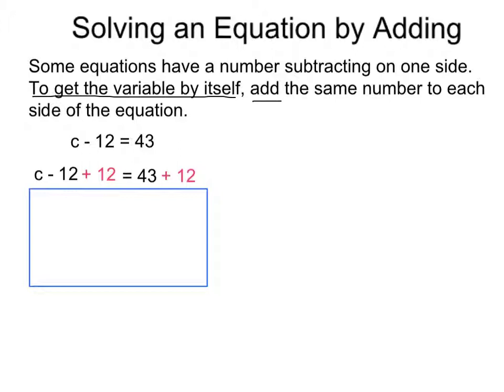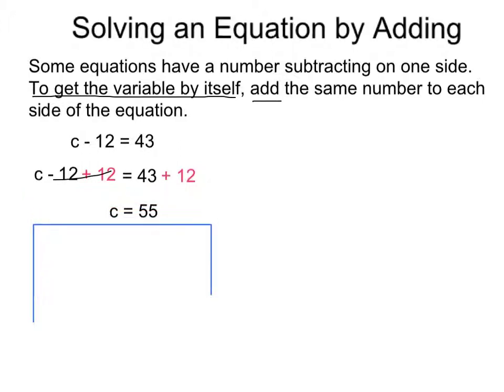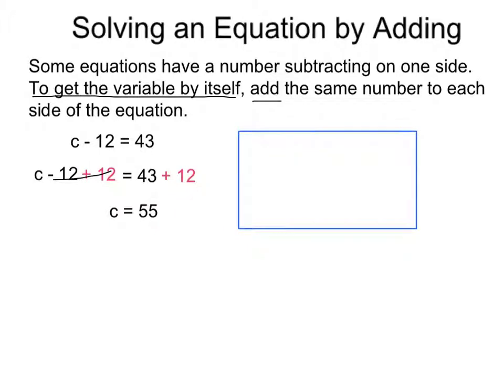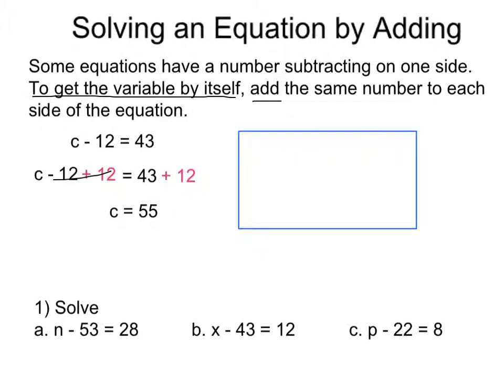So we have C minus 12 plus 12 equals 43 plus 12. So the minus 12 and the plus 12 will cancel out, leaving us with C equals 55, because 43 plus 12: 3 plus 2 is 5, nothing to carry, 4 plus 1 is 5. C equals 55. Alright, you need to pause the video and try solving these in your notebook. When you're finished with these problems, continue with the video.